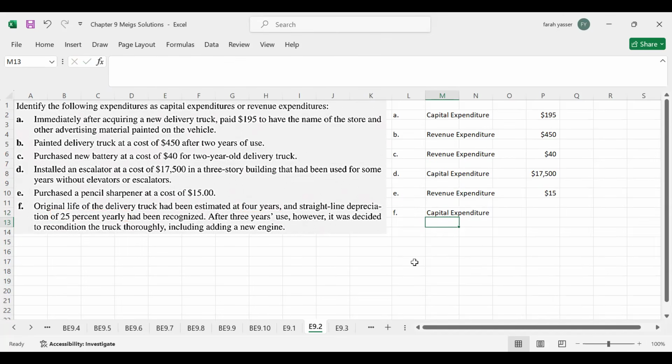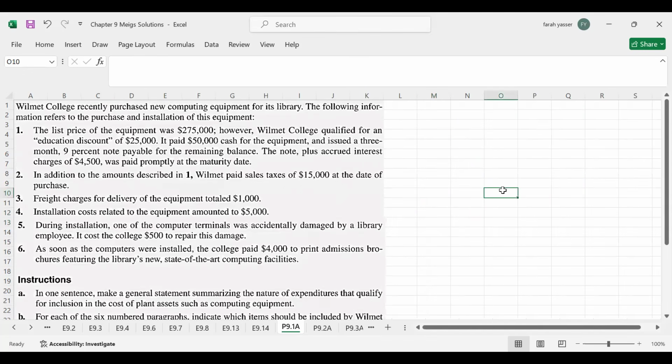We are going to complete one more example, one more problem, and problem is 9.1a. So 9.1a, here it is. In one sentence, first requirement is in one sentence, make a general statement summarizing the nature of expenditure that qualify for inclusion in the cost of the plant assets such as computing equipment.